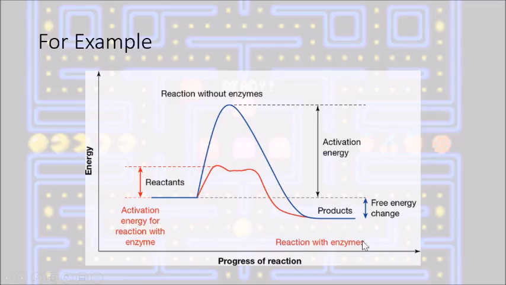If you add enzymes, the activation energy is significantly lower. If you need less energy for the reaction to occur, it will occur quicker because not as much energy needs to be put into the system first. In other words, enzymes speed up chemical reactions by reducing the activation energy required to start the chemical reaction.